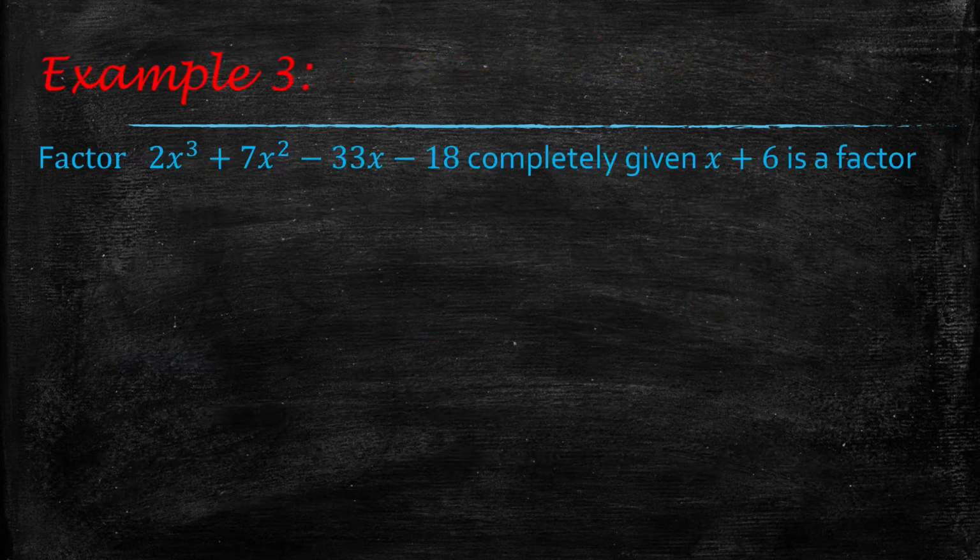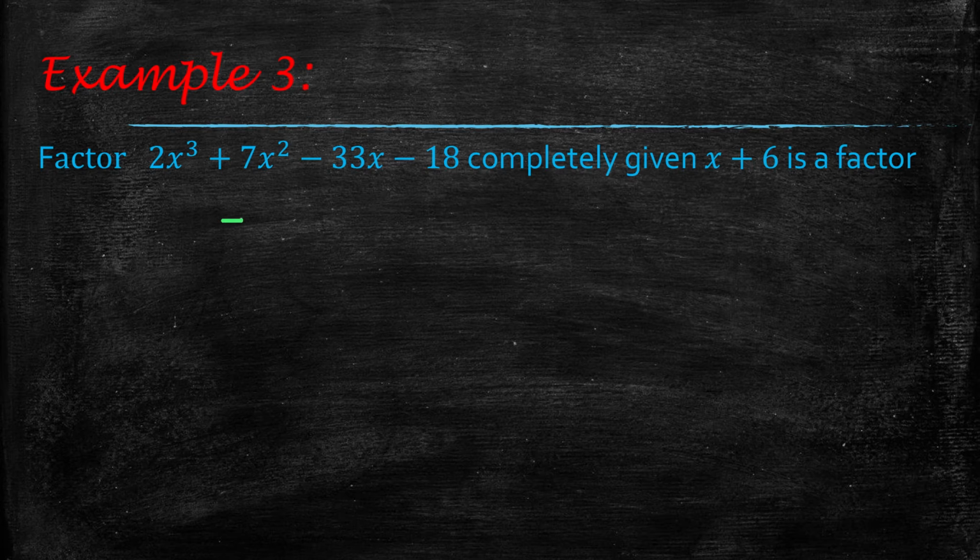All right, so this next example will kind of walk you through how to use the remainder theorem and the factor theorem in this problem. So it says factor 2x to the third plus 7x squared minus 33x minus 18, given that x plus 6 is a factor. So what we can do here is, if this is a factor, then we're saying that the remainder is 0. Well, we can go ahead and divide that polynomial by x plus 6.